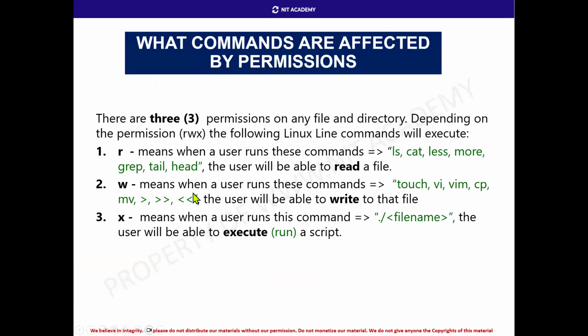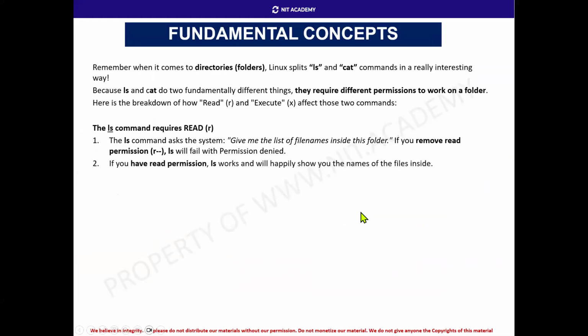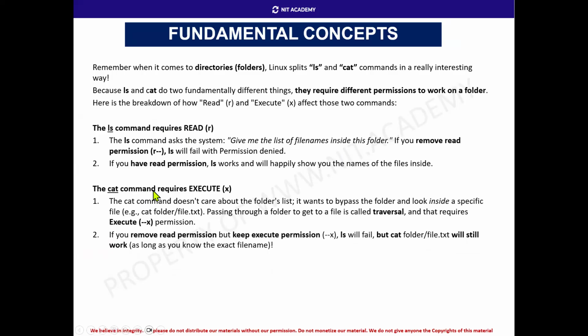The user will be able to read a file, but I'm going to make your life very easy. There are only two things that you need to remember. You can read through all of this material, but the main thing is the read permissions are affecting the ls command, and the execute permissions affect the cat command. The ls command is asking, give me the list of file names. When you type ls, give me the name of the files inside the folder. So if we remove the read permission, ls will fail with permission denied.